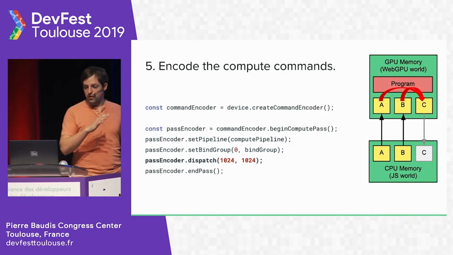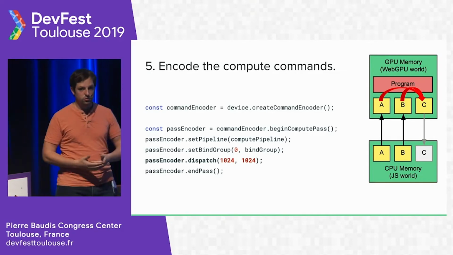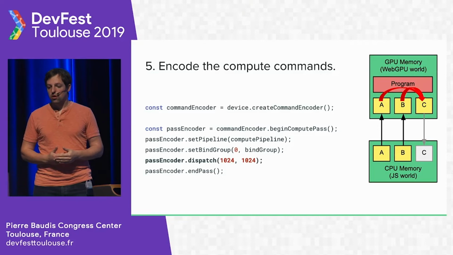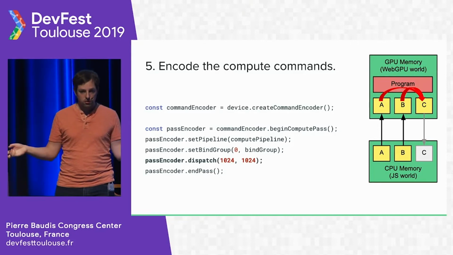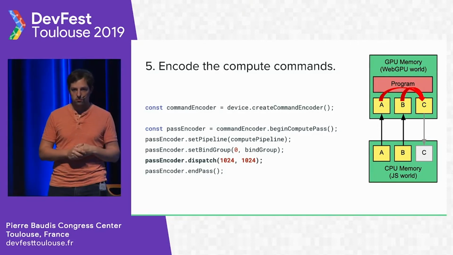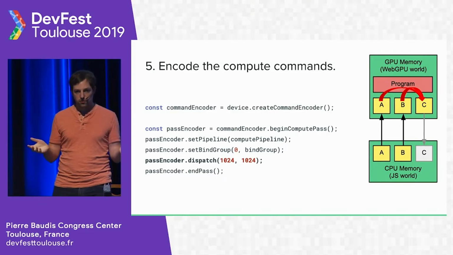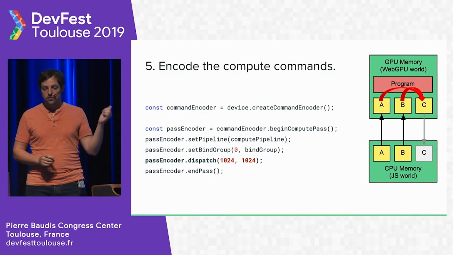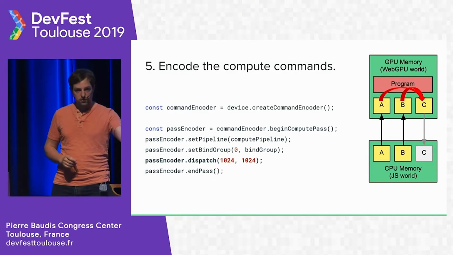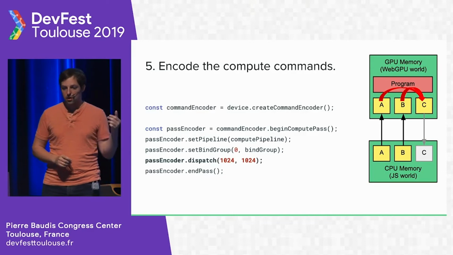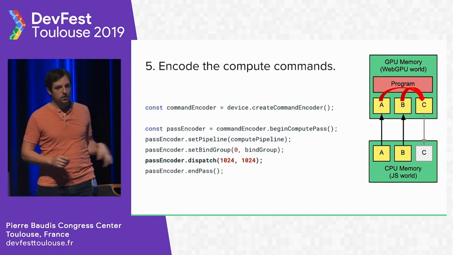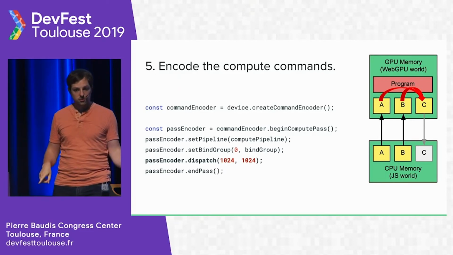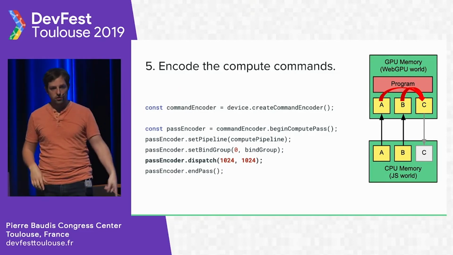Now we have everything ready to do the computations, but we still need to send the commands to actually do the thing. So to do this, we create a command encoder, like we saw before. An encoder is just like a builder object for GPU commands. Then we start a compute pass, set the program, set the resources, run the program. Here we say run the program, please do it on all the cells of the C matrix by saying run on 124 by 124.